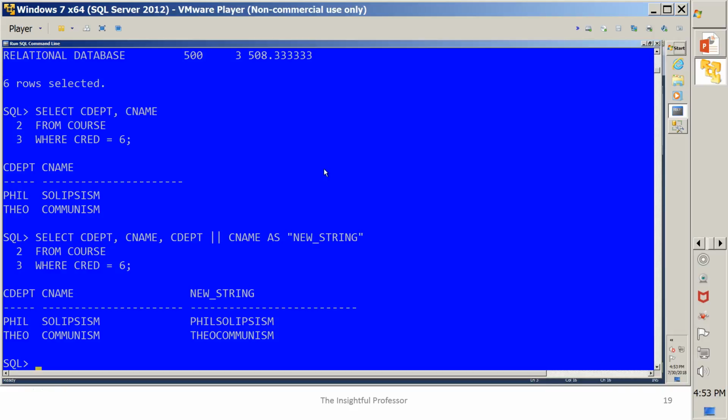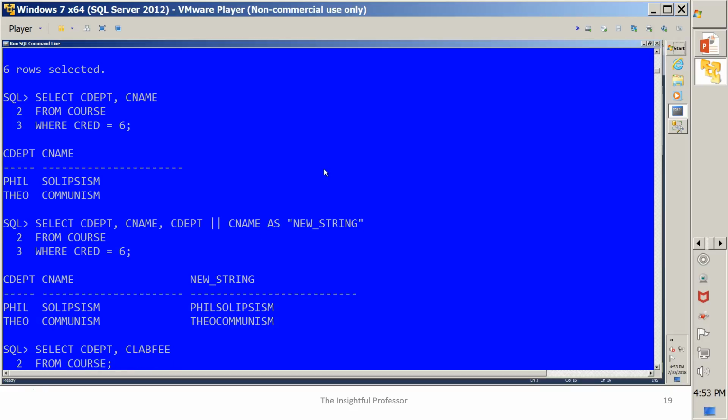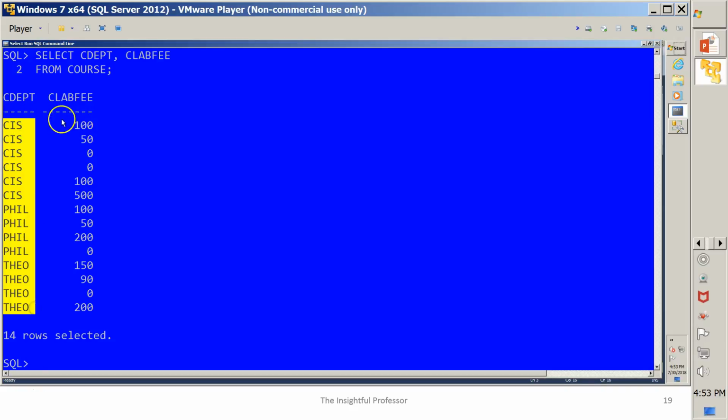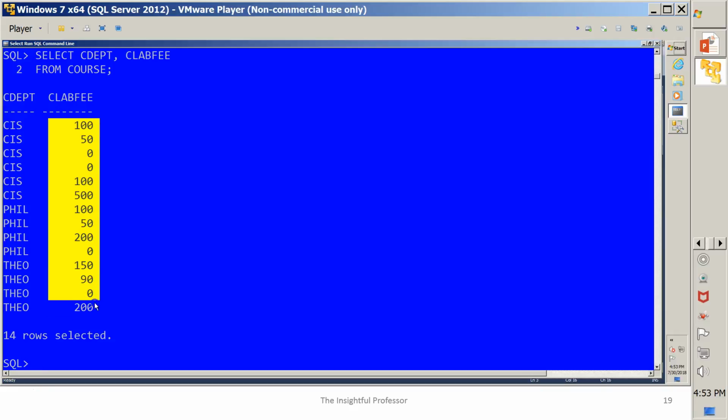Let's go ahead and say what I'm going to do is select the course department and the course lab fee from the course table. Now the difference here is naturally that C department is a character string and C lab fee is a number.